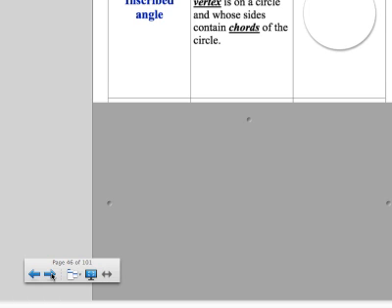In other words, an inscribed angle is something that looks like this. So this angle here is inscribed because, if you look at the two sides of the angle, the two green sides, those are obviously chords of the circle, and the vertex lies directly on the circle. So that is what we call an inscribed angle.